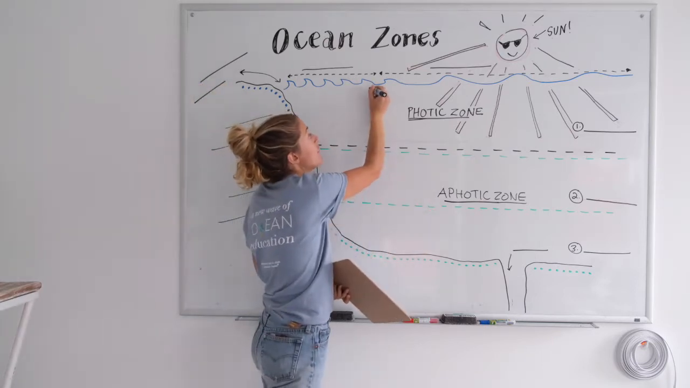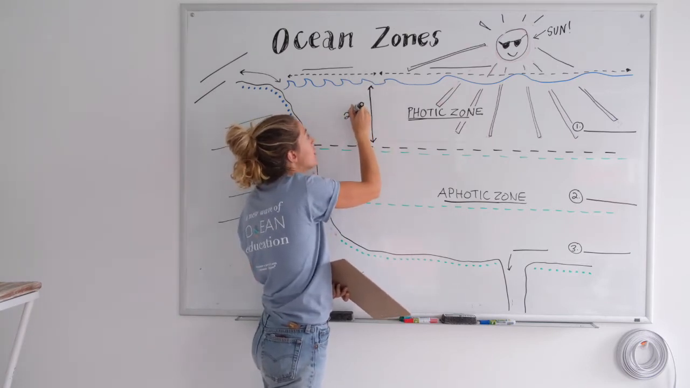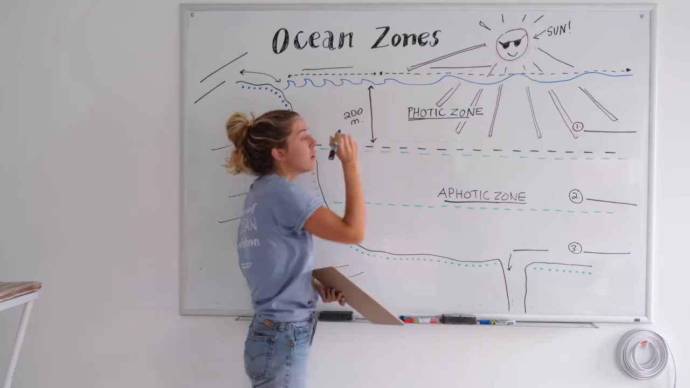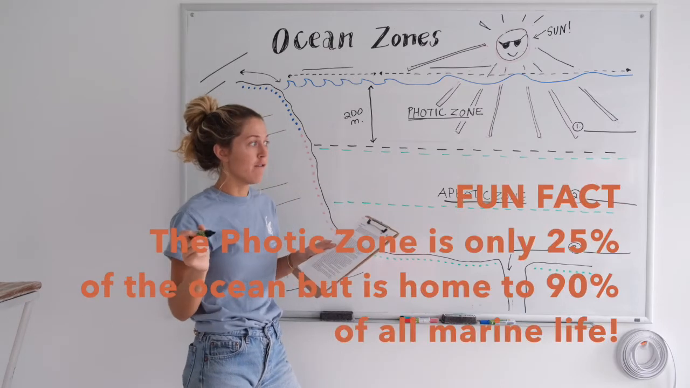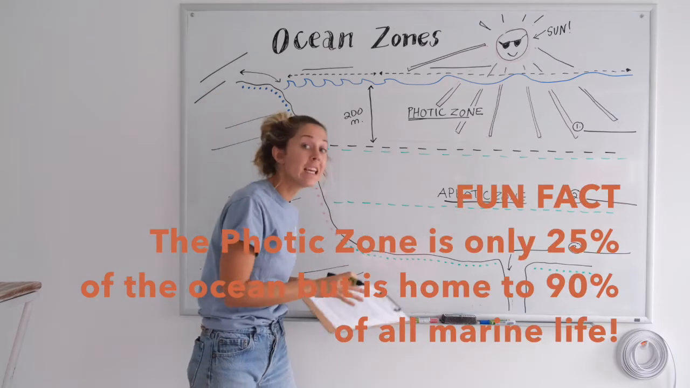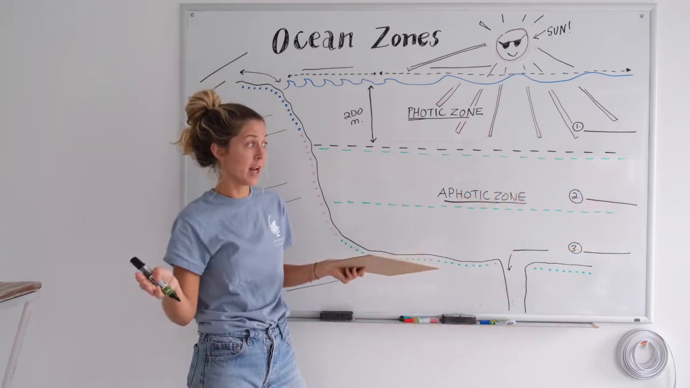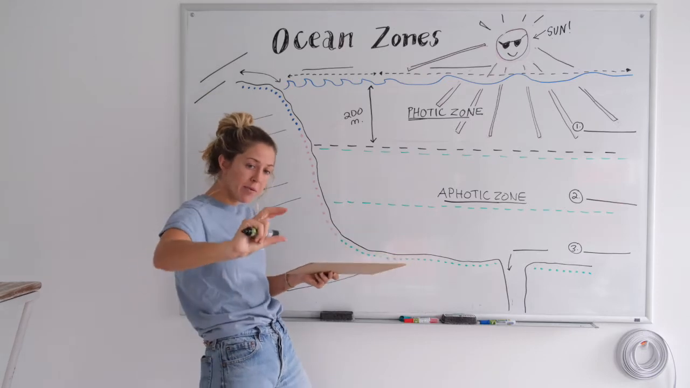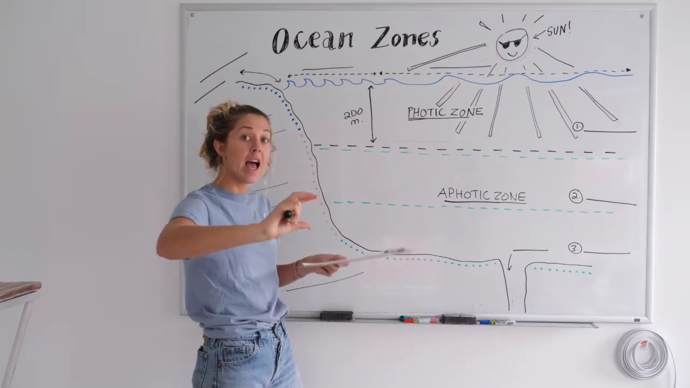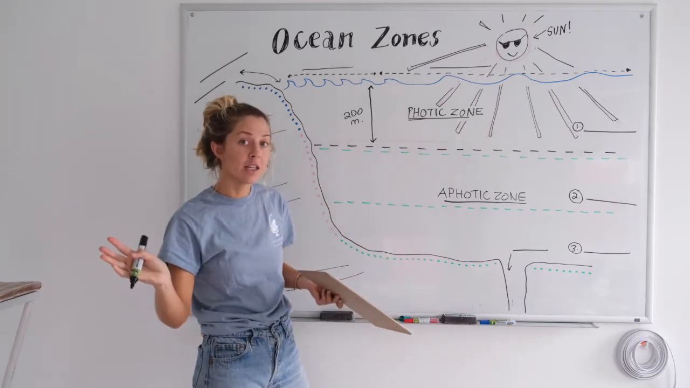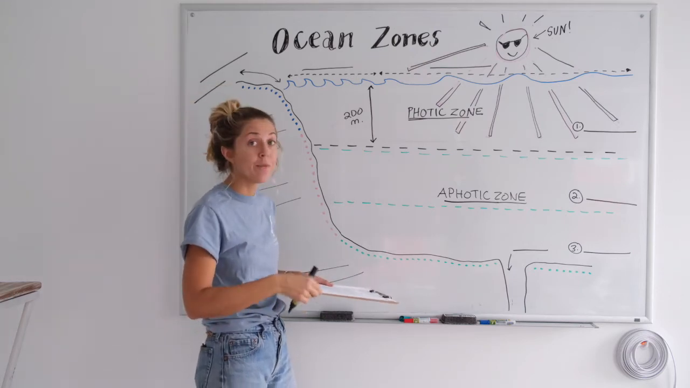So, the photic zone extends only 200 meters in the ocean and is only 25% of the ocean, but supports 90% of marine life. So if you imagine a bathtub, right, as the ocean, the top quarter would be the photic zone, only 25%, but all of the life that's in the ocean would be within that top layer. So that's the photic zone.